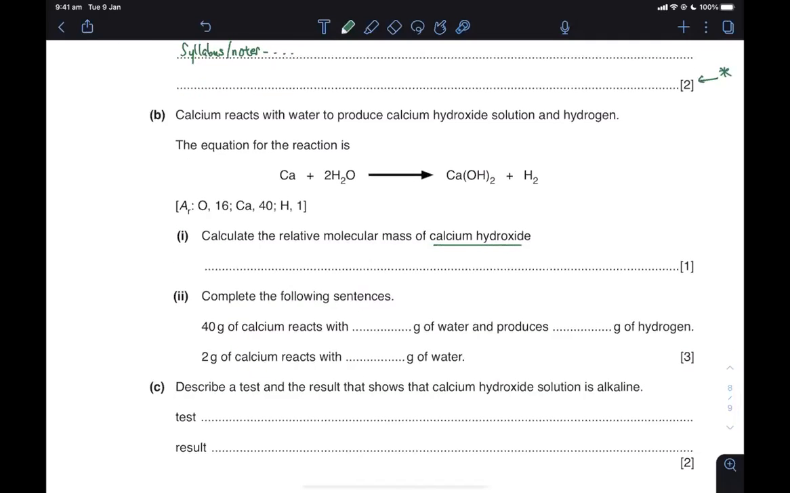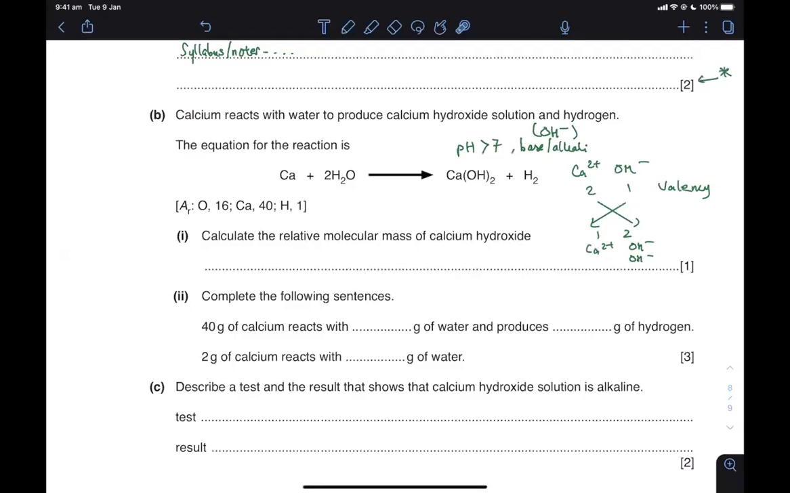Calcium hydroxide. So you have calcium 2 plus and OH minus, 2 and 1. This is your valency from your crisscross formula. So there is 1 and 2. That means calcium 2 plus, OH minus, OH minus. That's why the formula is going to be 1 calcium and 2 of that OH minus. Again, this pH is greater than 7 because it's a base or alkaline. As you know, hydroxide ion is the one responsible for the pH greater than 7.